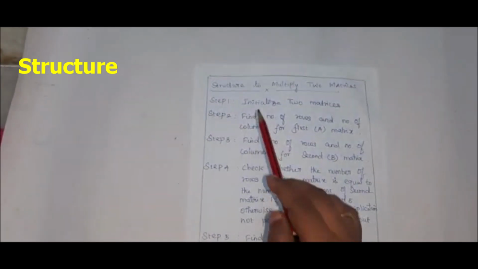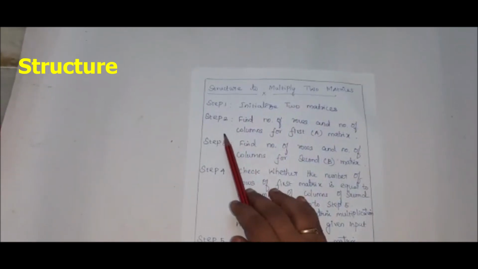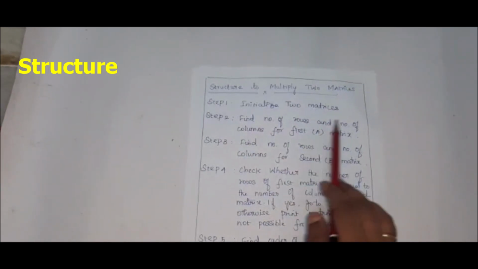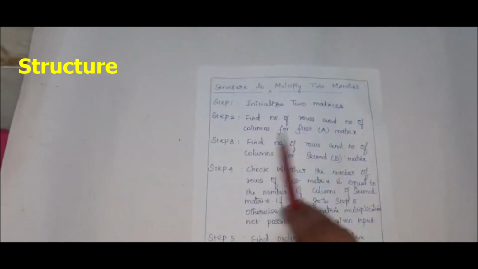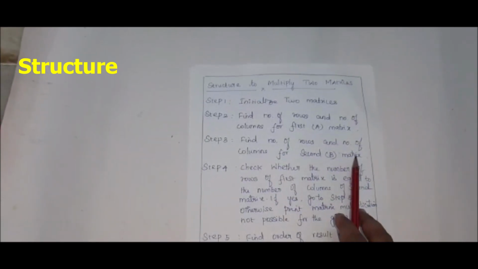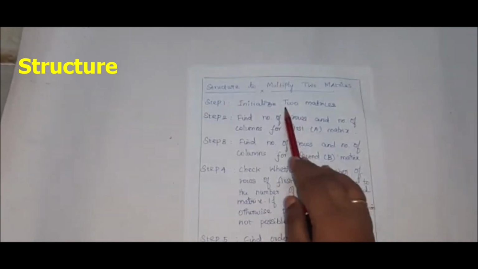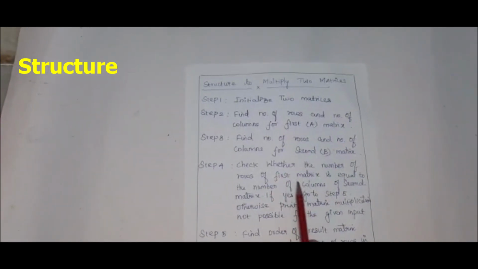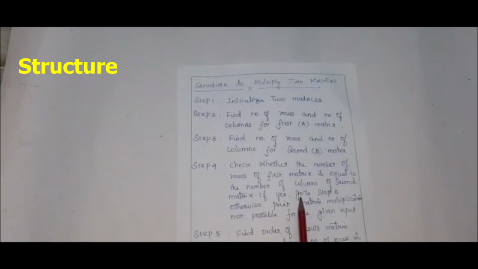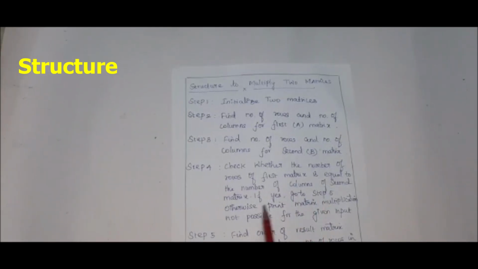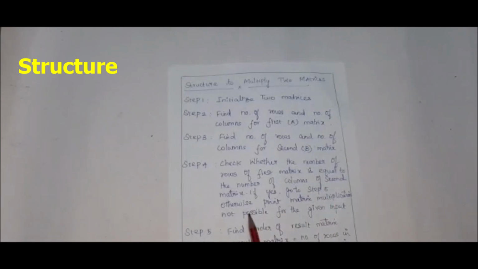First step is to initialize the two matrices. In the second step, find the number of rows and number of columns for the first matrix. In the third step, find the number of rows and number of columns for the second matrix. In the fourth step, check whether the matrix multiplication is possible for the given two matrices. For that, we need to check whether the number of columns in the first matrix is equal to the number of rows in the second matrix. If yes, we can proceed to step 5. Else, we print that matrix multiplication is not possible for the given input.